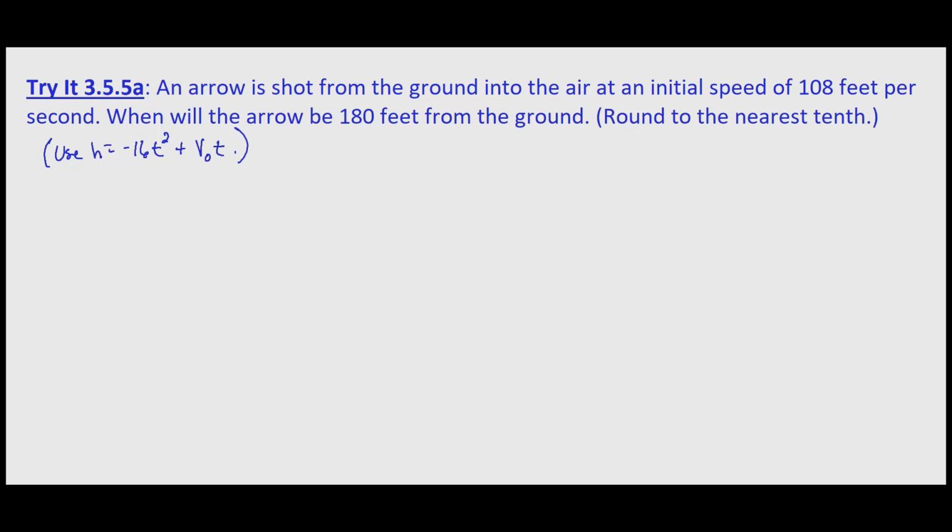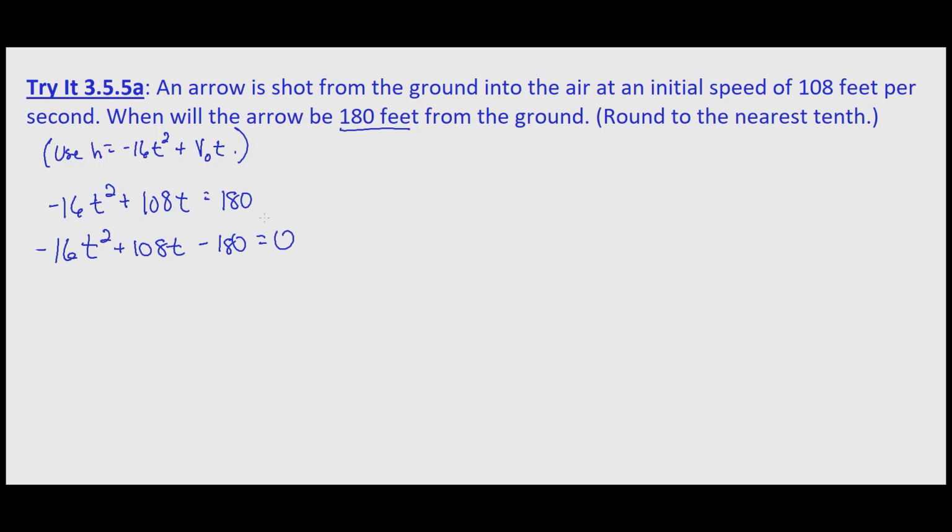I'm going to go ahead and switch that around, make the left side the right side and vice versa to give us negative 16 t squared plus, we're told the initial velocity is 108 feet per second. So 108 times t. And we want to know the height in question is 180 feet. So that equals 180. Subtract 180 from both sides, we get negative 16 t squared plus 108t minus 180 equals 0.